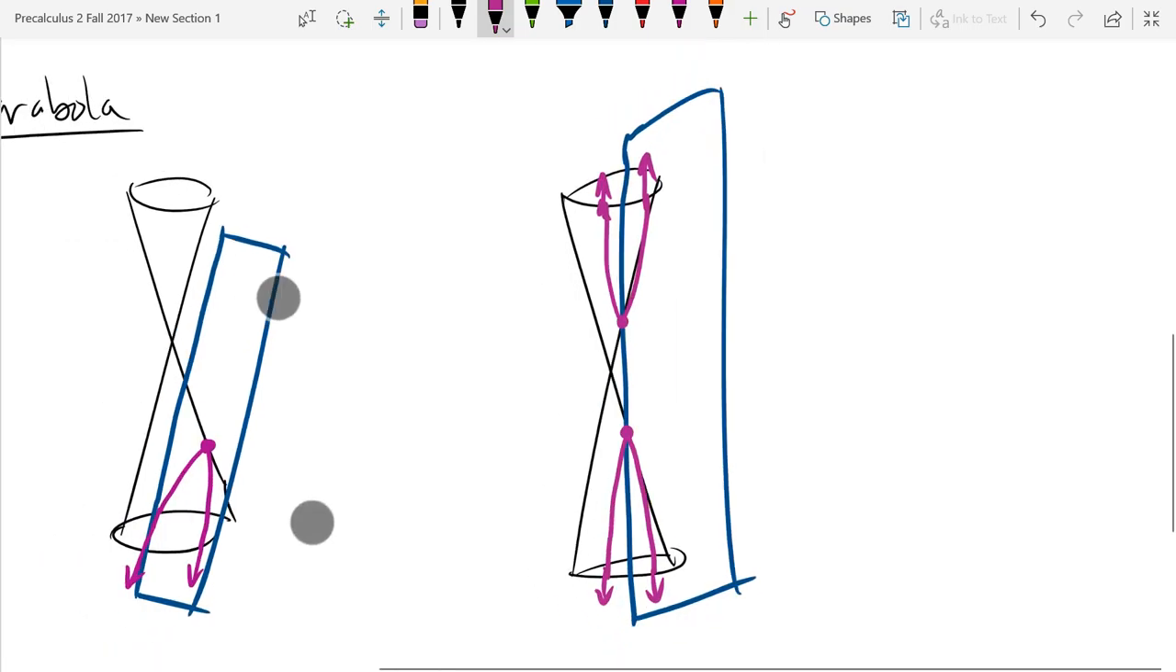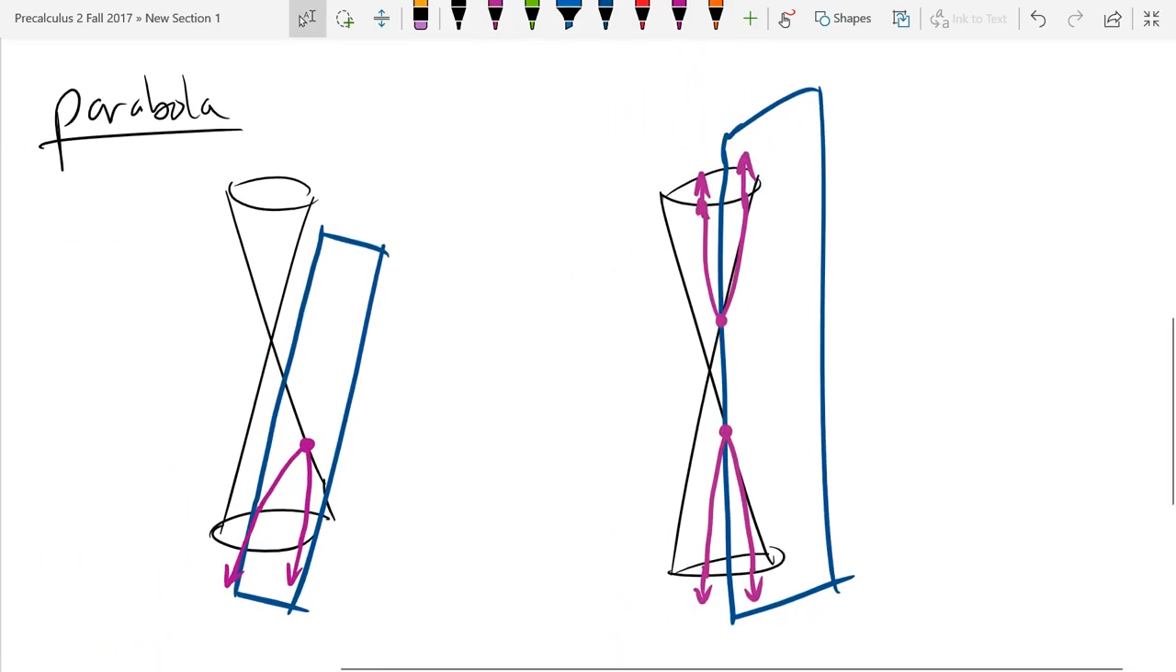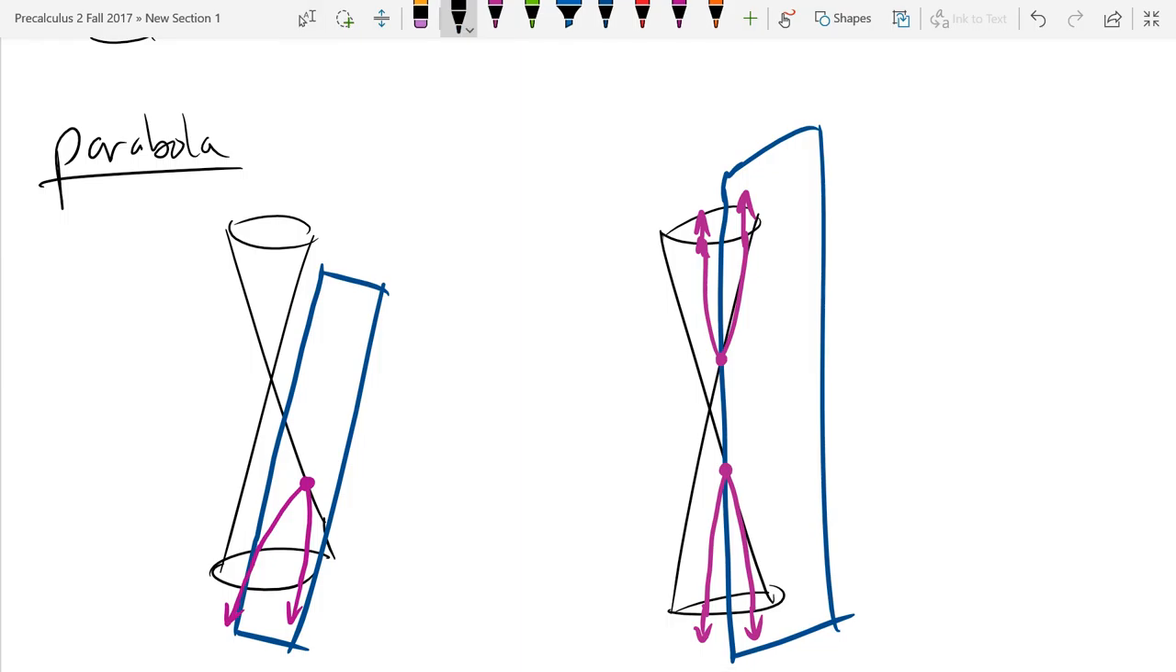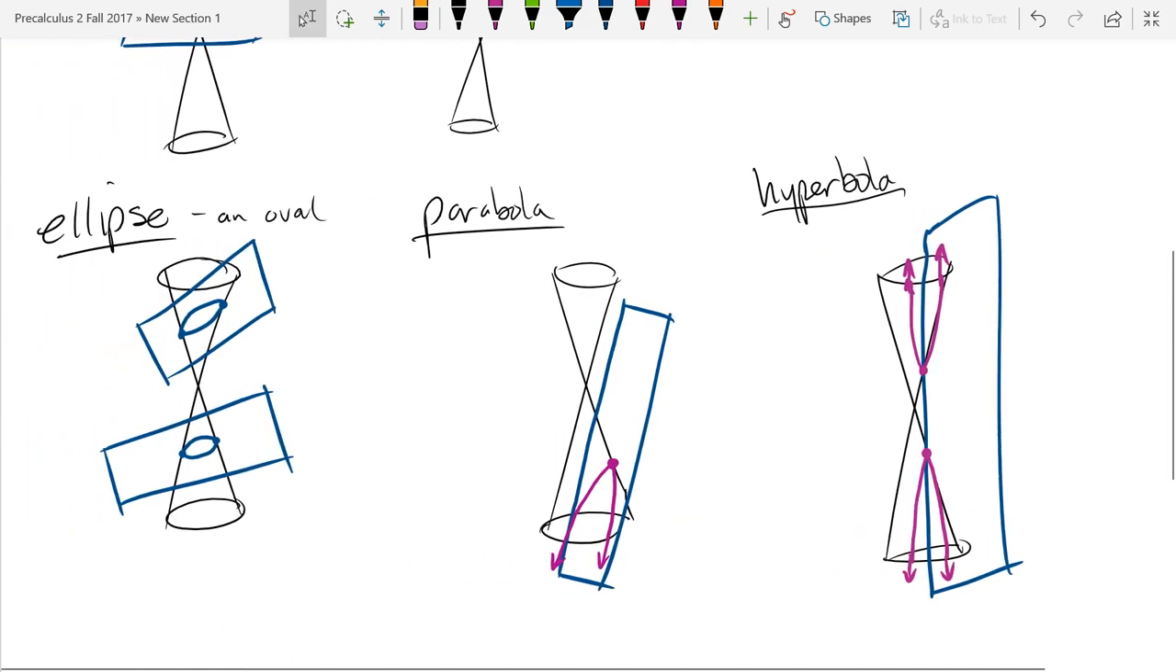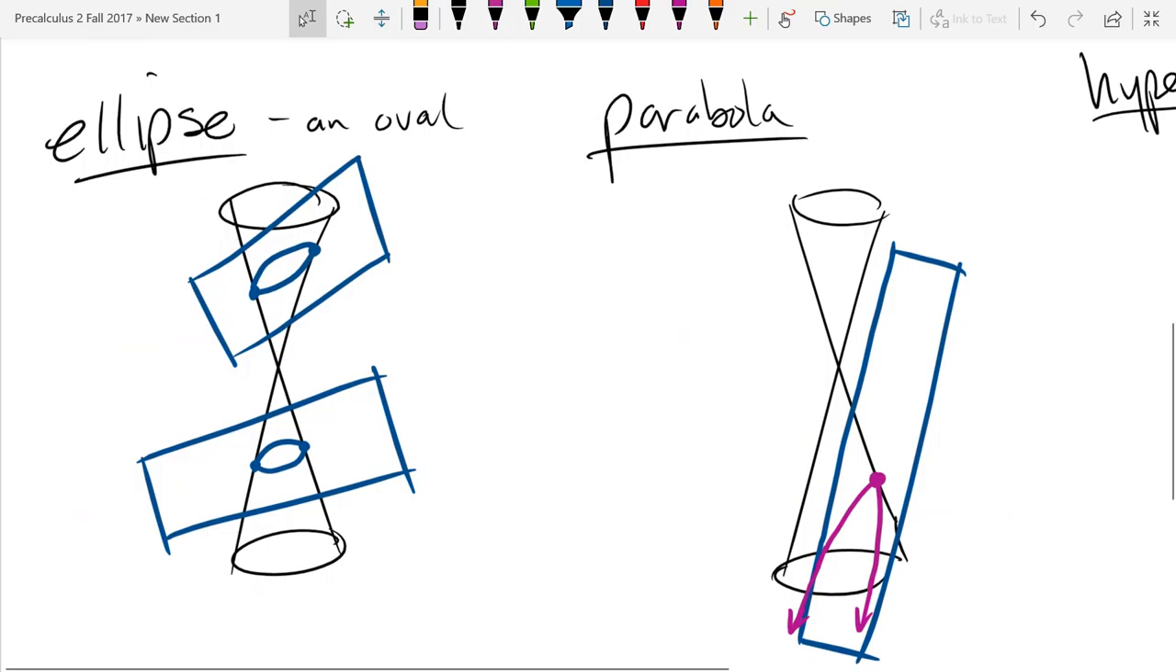Anybody know the name of this shape? It rhymes with parabola. Oh, that's a good guess. Two parabolas would be a good guess. So it's called a hyperbola. So if you tilt it too far, then it will intersect on both sides. And we can call this hyperbola. All right, so that is where these shapes come from. Now to be consistent, I better draw everything purple.